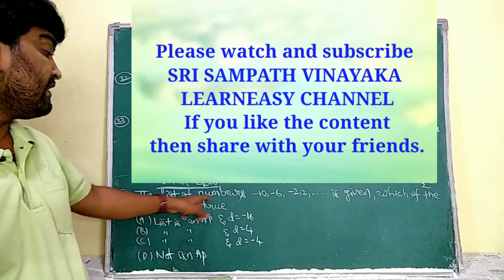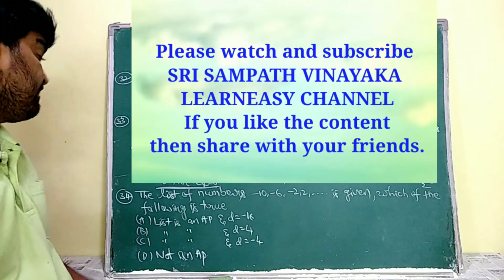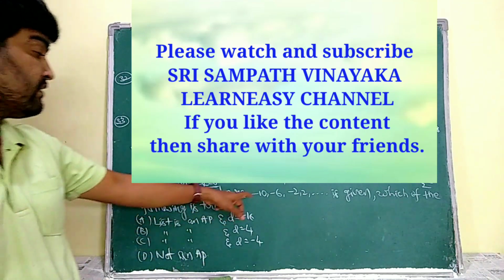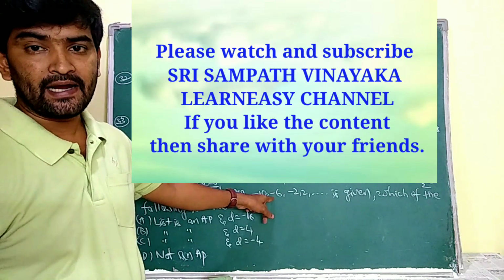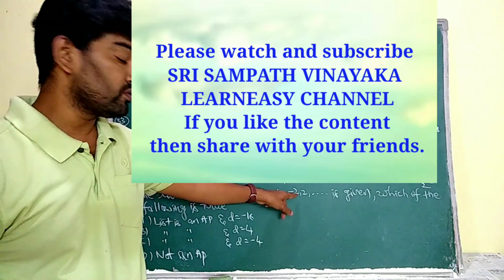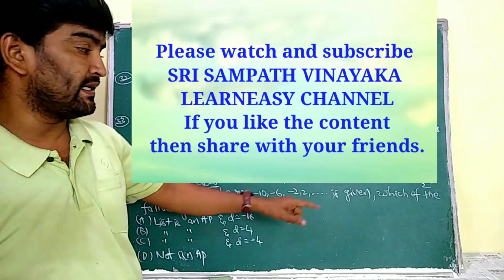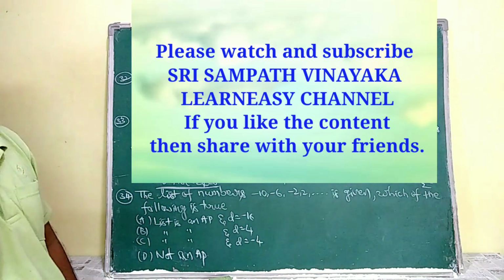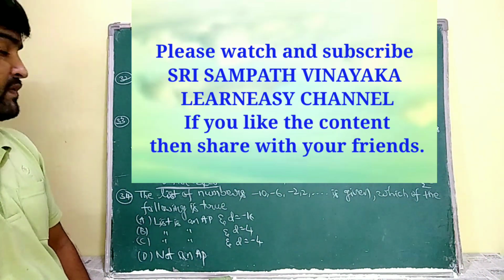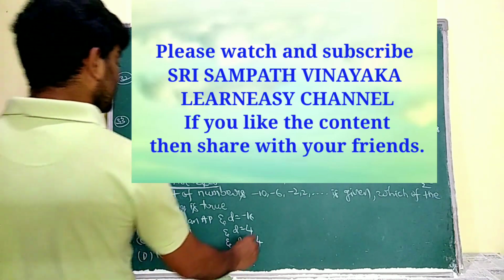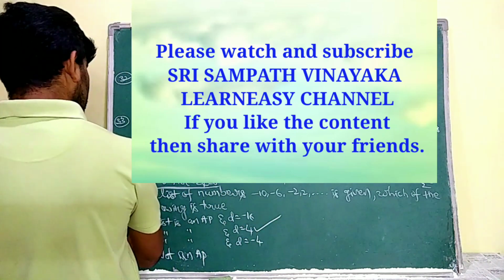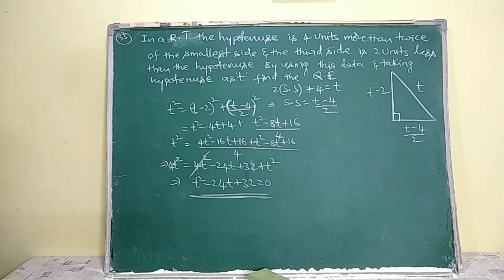Now, the list of numbers is given. Which of the following is true? See ma, here just add plus 4 to this minus 10, that is minus 6. Add again plus 4, minus 2, plus 4, 2, and so on. That means it is an AP. Every time the difference is the same. So the difference here is 4. So it's an AP and the common difference is 4. So this is true.